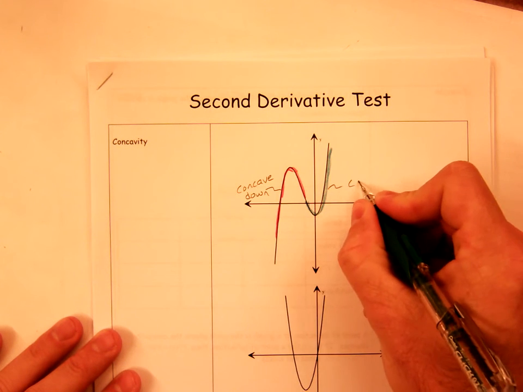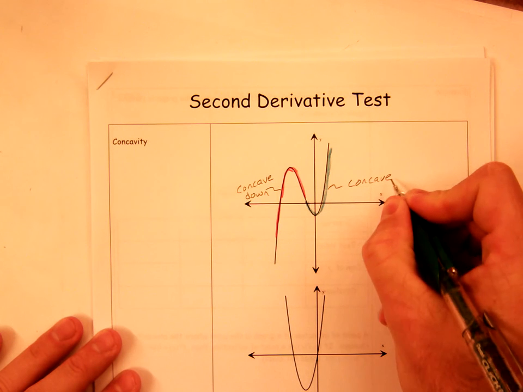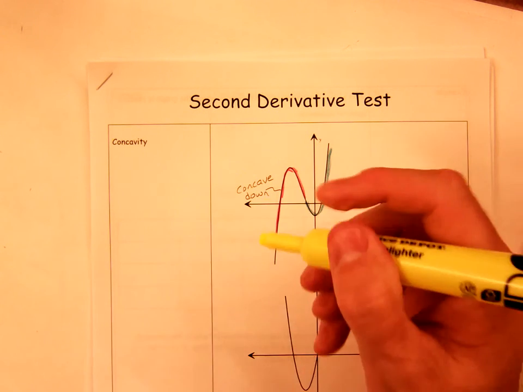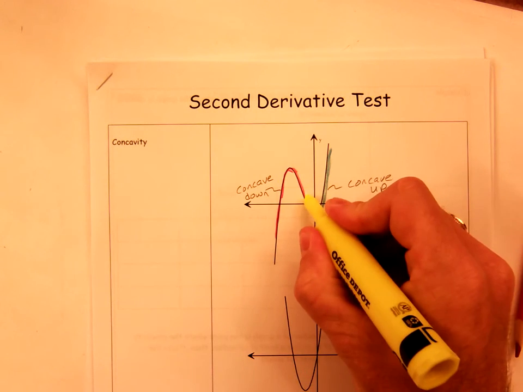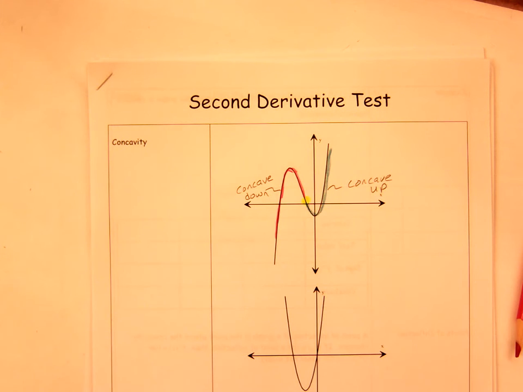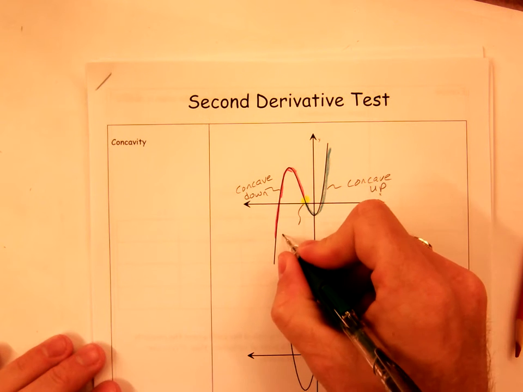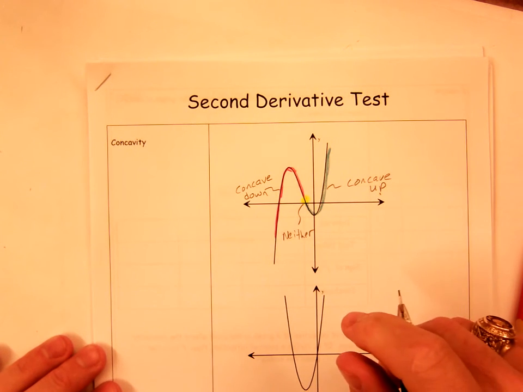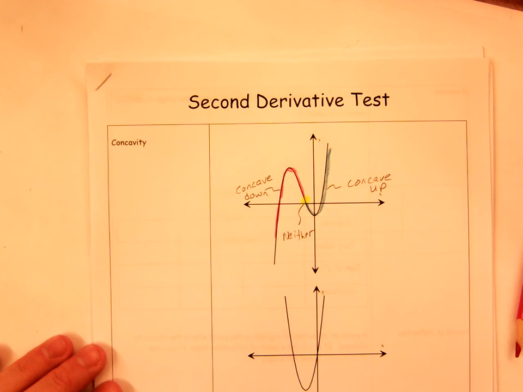This is concave up. This little piece right here in the middle, that piece is neither. It's neither concave up or concave down.